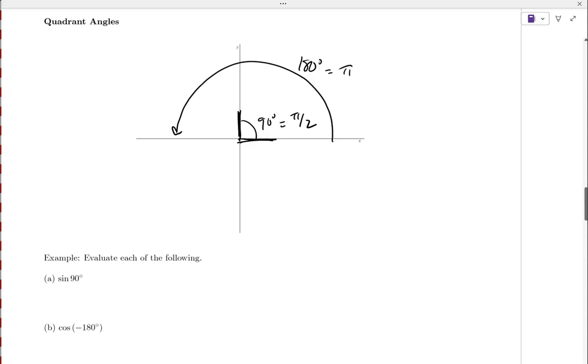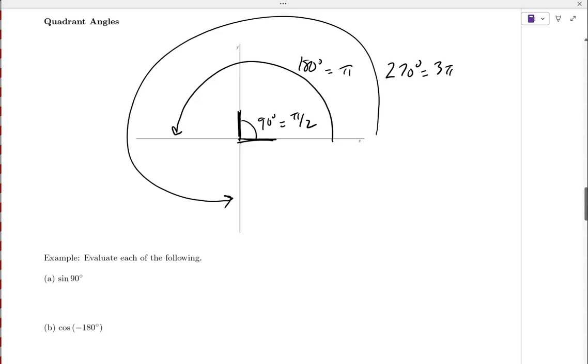right? Agree with that? If I go all the way around, I'm going to make a bigger circle this time and go to here. What's that going to be? Yeah, 3 pi over 2, 270. Good. And then finally, all the way around, we get you to 2 pi. When we say quadrant angles, we mean that the terminal side lands on an axis.